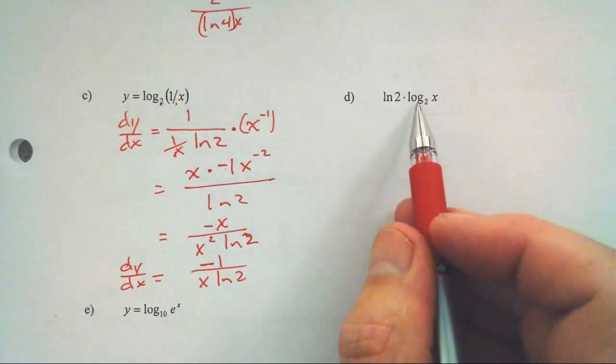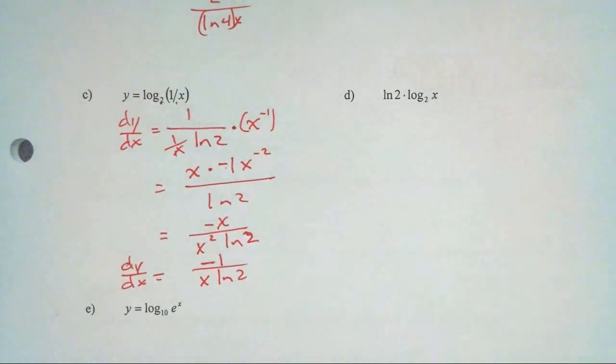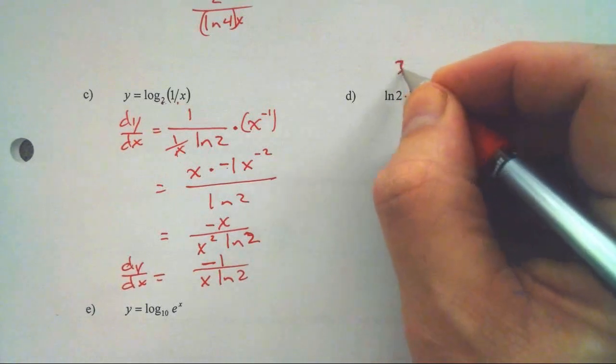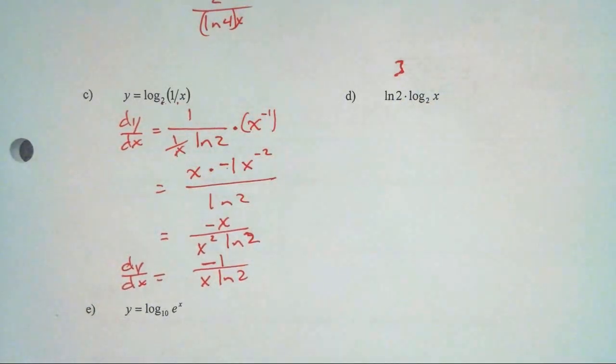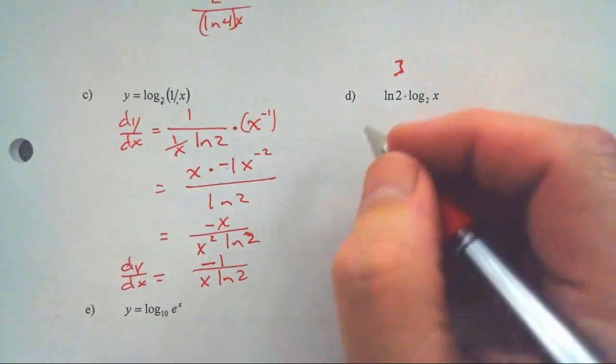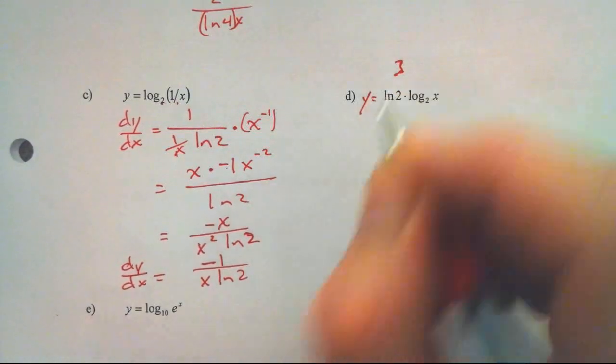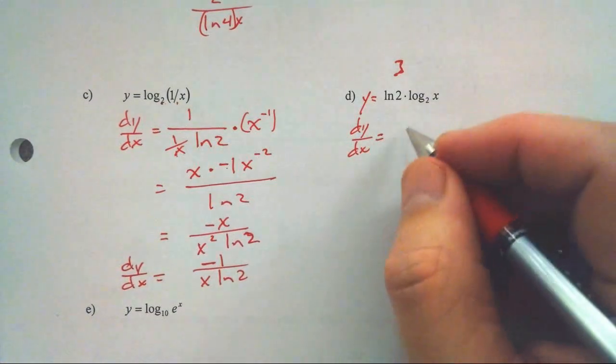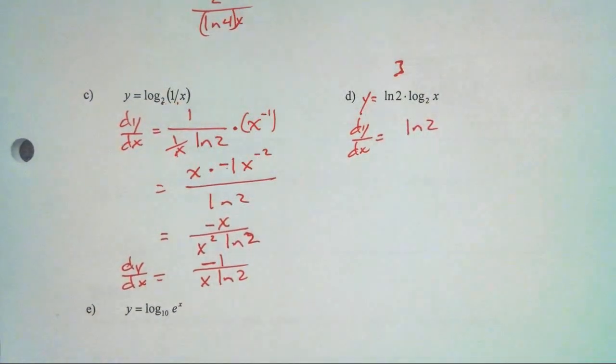Okay, so at first look, we might think product rule, but ln 2 is a, I heard you said it, constant. That's a constant. This is no different than if this said 3 log base 2 of x. Constants survive the derivative process. I assume there's supposed to be a y equals here. So dy/dx equals constants survive. I'm going to put it in the numerator.